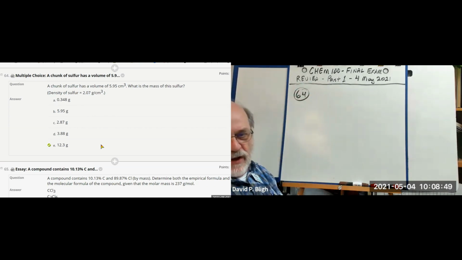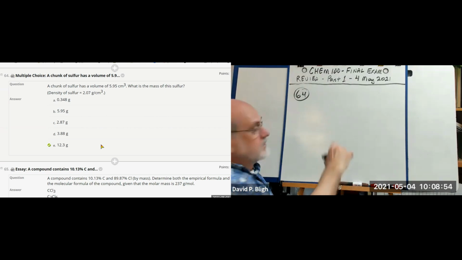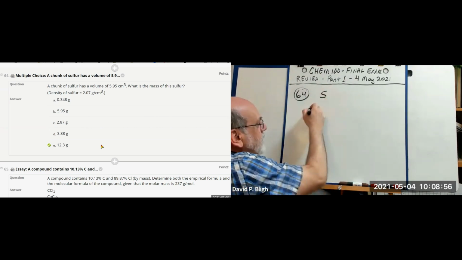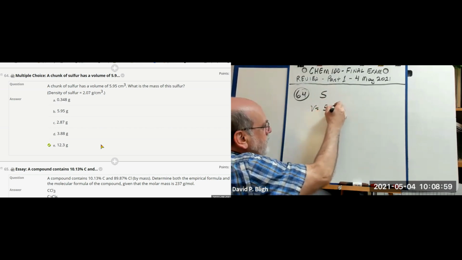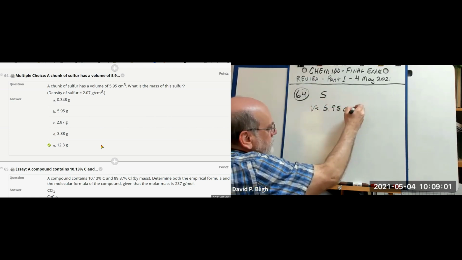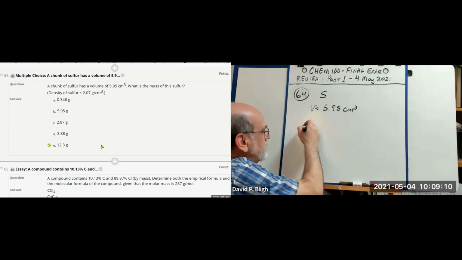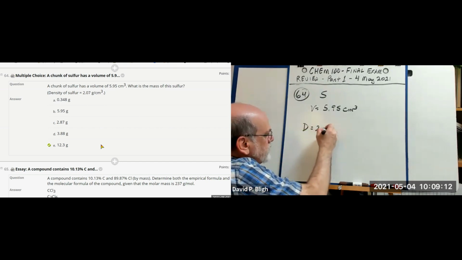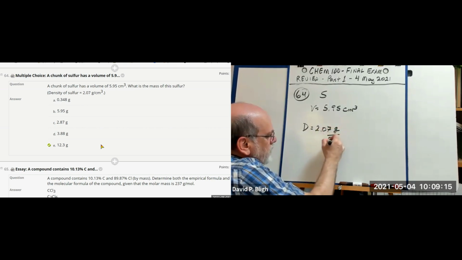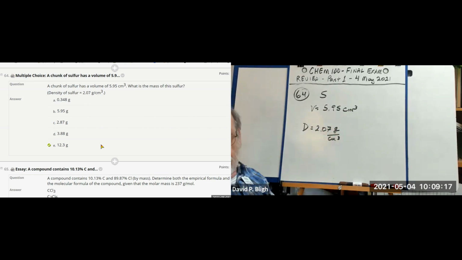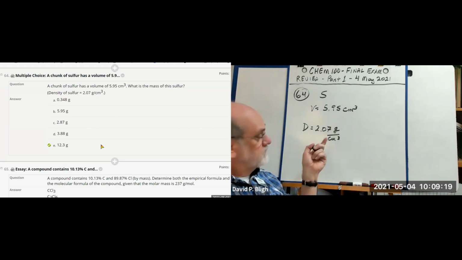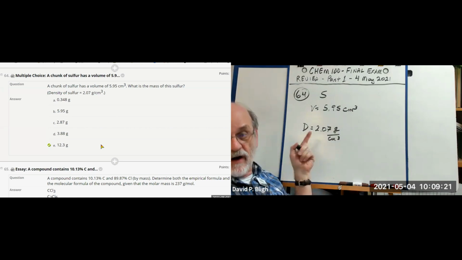A chunk of sulfur has a volume of 5.95 cubic centimeters. So we've got sulfur, and its volume is 5.95 cubic centimeters. What's the mass of this sulfur, if the density is given, 2.07 grams per cubic centimeter? So the density is 2.07 grams per cubic centimeter, right? Will that sink or float? It's going to sink right to the bottom of water.